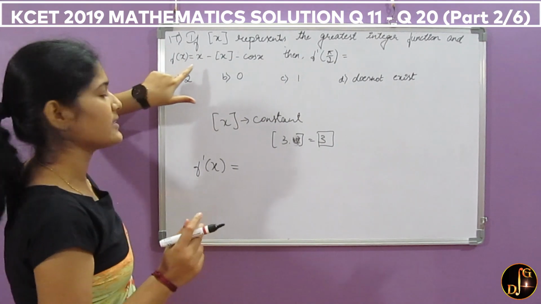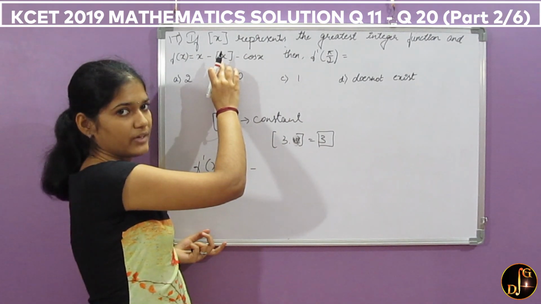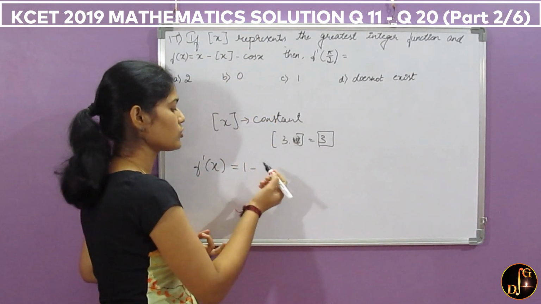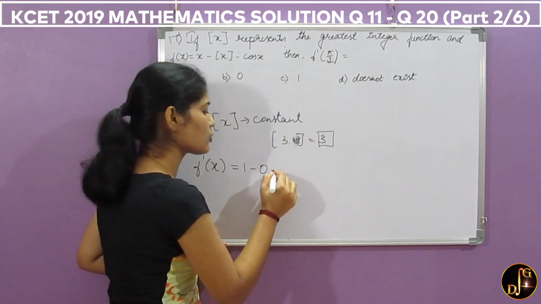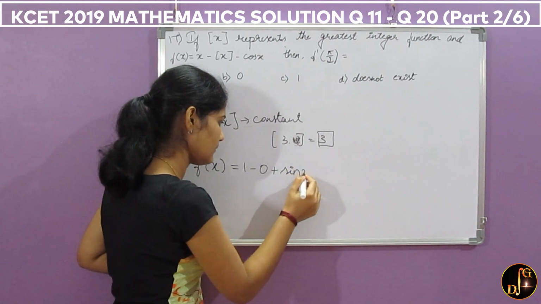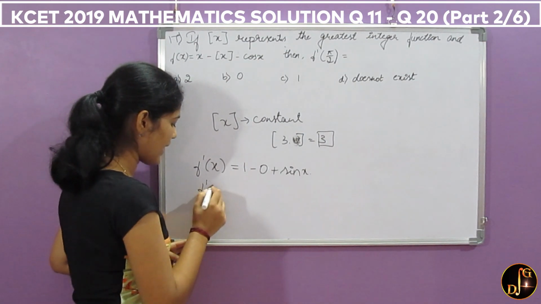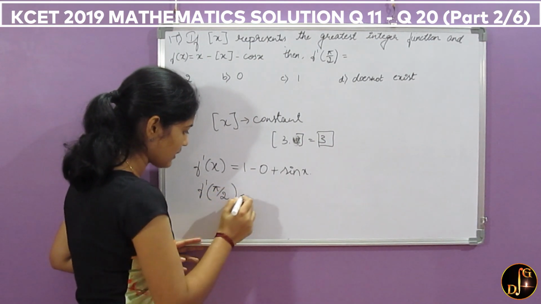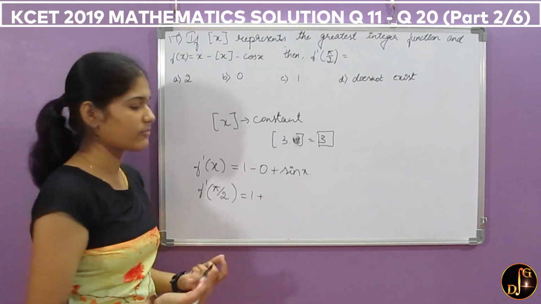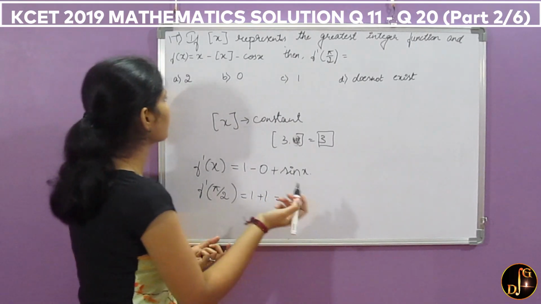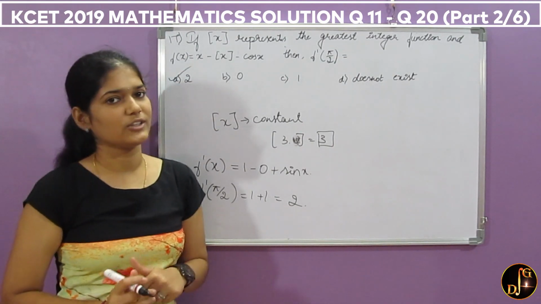Now, by considering this as a constant function, let's find f dash of x. F dash of x means differentiating x we will get 1 minus, this is a constant function, differentiation of a constant function is 0, so it is 0 minus differentiation of cos x, which is minus sin x, so we will get plus sin x. Then we have to find f dash of pi by 2. So f dash of pi by 2 is 1 plus sin pi by 2. We know that sin pi by 2 is 1. So it is 1 plus 1, that is 2. So the correct answer is option A, 2. Now let's move on to the next problem.